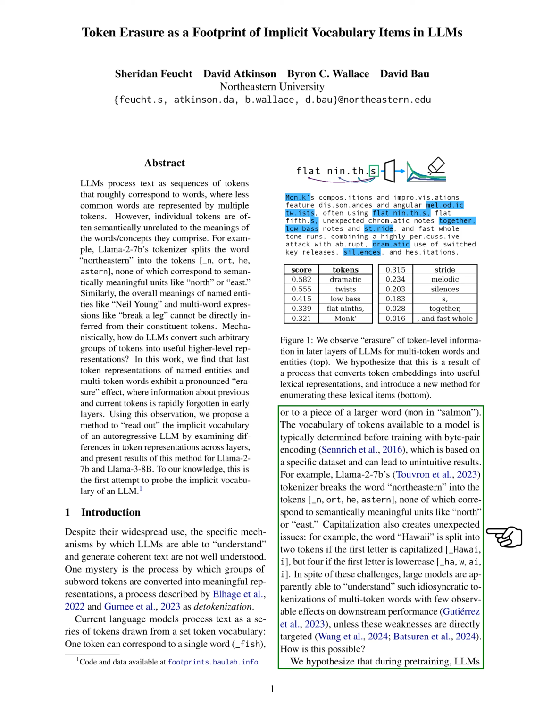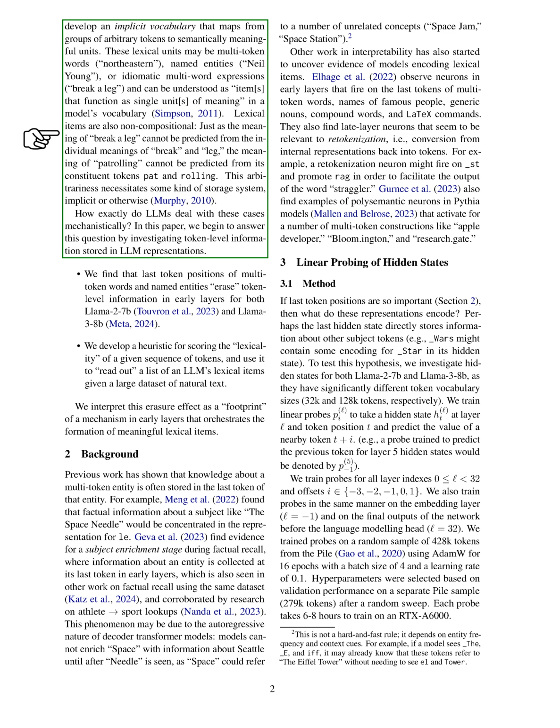We believe that during training, LLMs develop a hidden vocabulary that maps groups of tokens to meaningful units like multi-token words or named entities. These units are non-compositional, meaning their meanings cannot be predicted from individual tokens. To understand how LLMs manage these tokenizations, we investigate how information is stored at the token level in LLM representations.